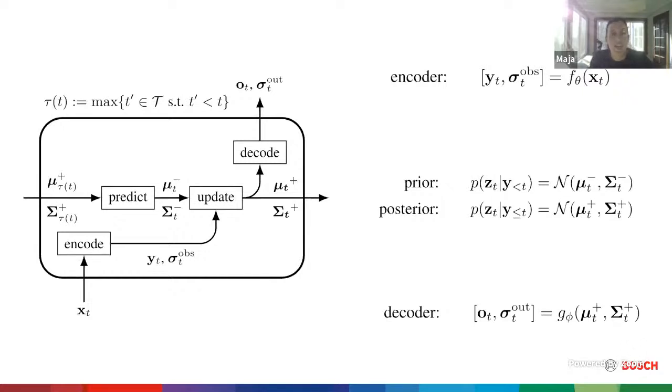The predict step tells us how to simulate the dynamics forward to get a prior at time t. So this would be mu t minus. And then the Kalman update step tells us how to integrate the new observation that's encoded into the posterior, into the prior to get the posterior mean and variance.